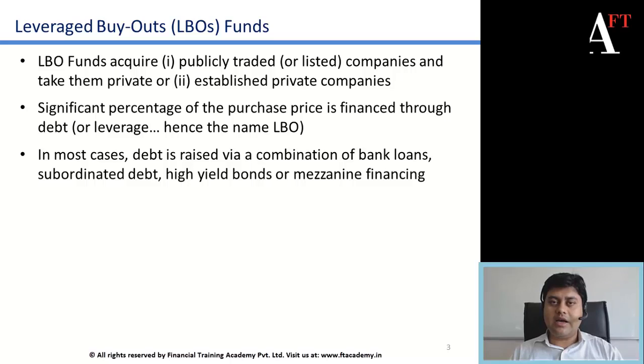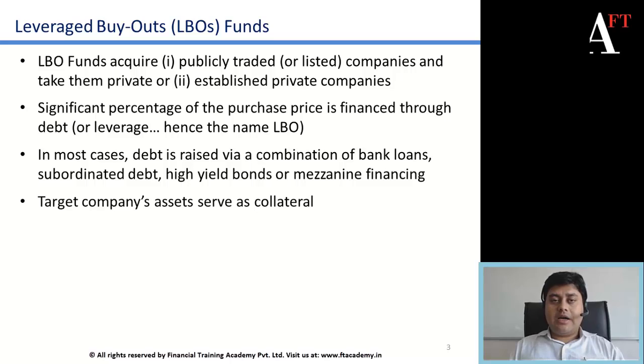Then the LBO funds will seek to get mezzanine financing, which is slightly different from traditional debt in that there is an incentive in the form of an equity return or upside sharing, in the form of warrants or convertible options given to these mezzanine finance investors. So they'll have a fixed return for some period, and once the company turns around, they'll have an option to have a small stake in the company through equity warrants conversion or bond conversion.